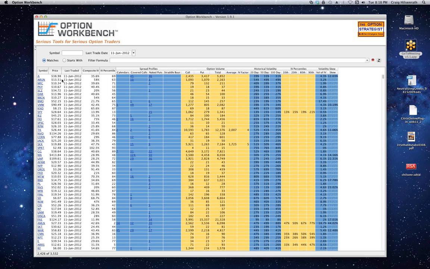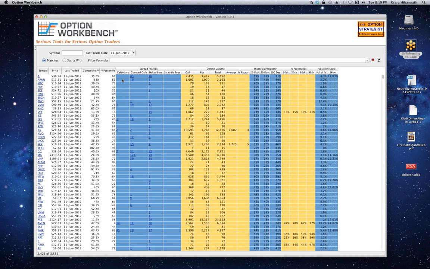And what we have here is a table where the rows are by symbol and the columns give you that cross-section that I was talking about earlier. So at the left side here are just some general information about the stock, the symbol. If I hover over the symbol, I get a little description of what the stock is. I get the closing price. This last traded is actually the last time that the composite implied volatility was able to be calculated. And the composite implied volatility and what the current percentile is.